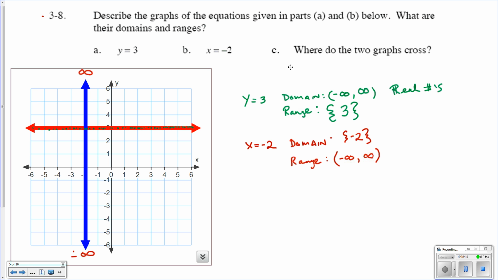And then last but not least, it says letter C. It says, where do the two graphs cross? Well, that would be the point negative 2, 3.